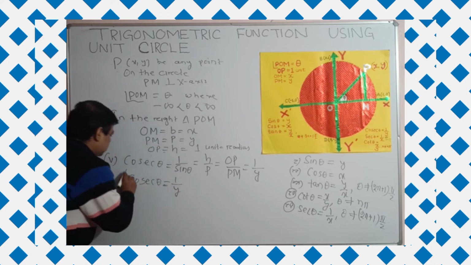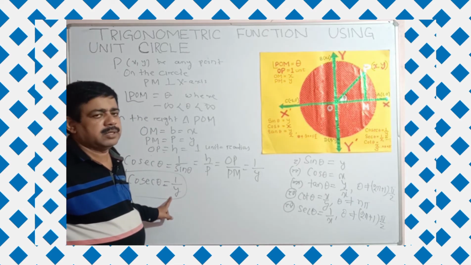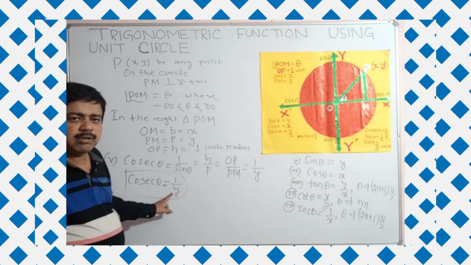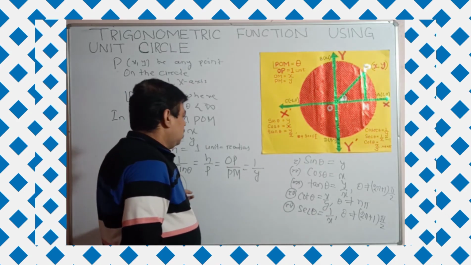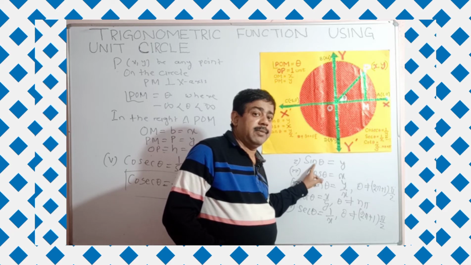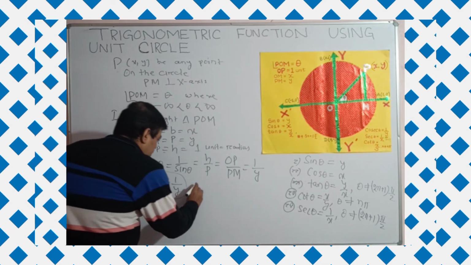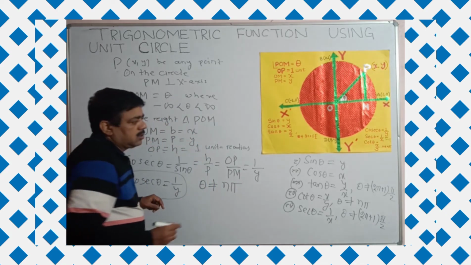Here is the condition: because y is in the denominator, y should never be 0. If y is 0, it will be 1 by 0, and as a result cosec theta is not defined. So y is equal to what? Sin theta. So sin theta is never 0. When will sin theta be 0? When theta is equal to n pi. So theta is not equal to n pi.